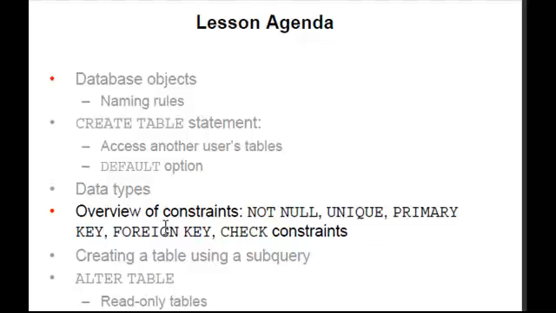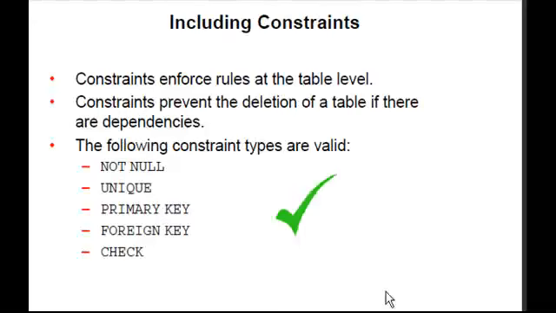The next option we're going to talk about is the constraint: an overview of the constraint, null, unique, primary key, foreign key, and check key constraint. What is a constraint? A constraint means limiting the insertion, the DML, on a table. For example, a primary key means that the key cannot be duplicated.